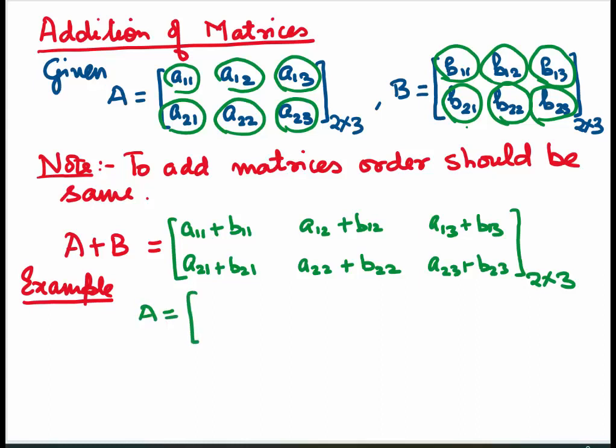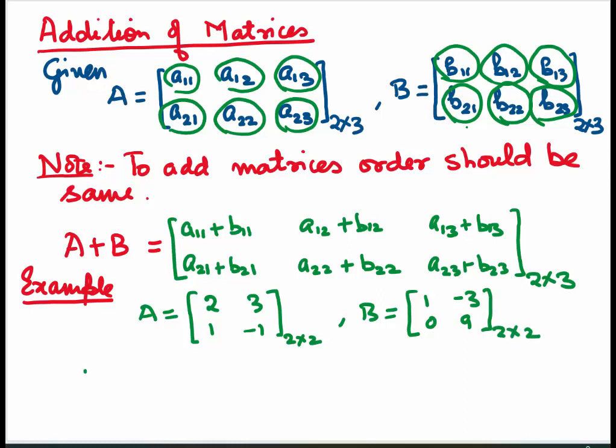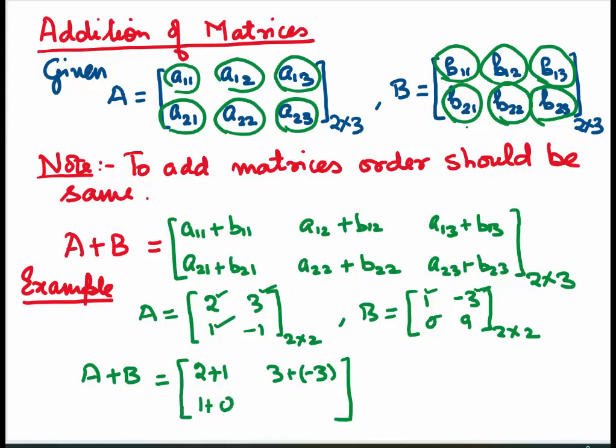What if we are given two matrices A and B? Let's take them to be of order 2, which have elements 2, 3, let's say 1, minus 1. This is of order 2 by 2. And B has elements 1, minus 3, 0, 9. This is also 2 by 2. Then what will be our A plus B? We will add the corresponding elements. So 2 will be added to 1. 3 will be added to minus 3. 1 will be added to 0. Minus 1 will be added to 9.